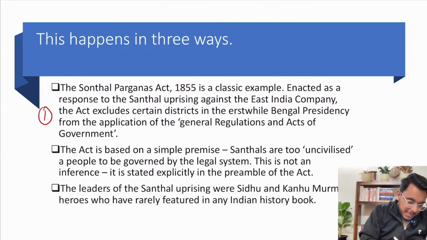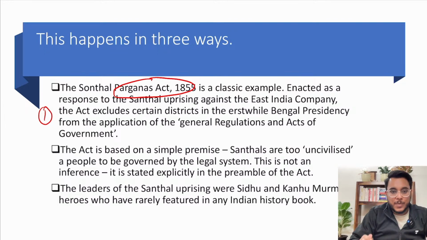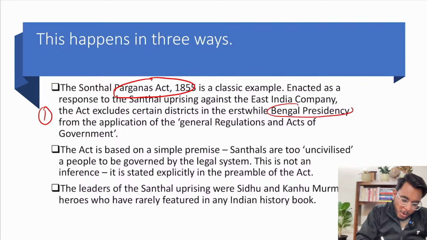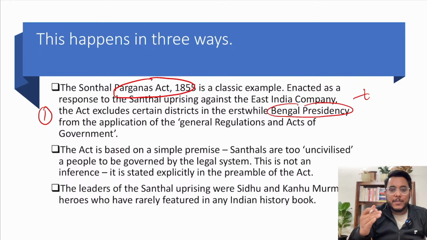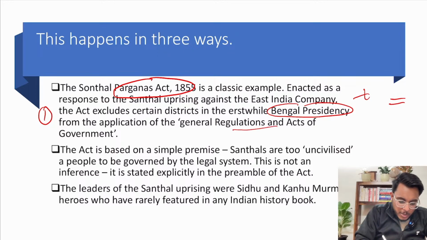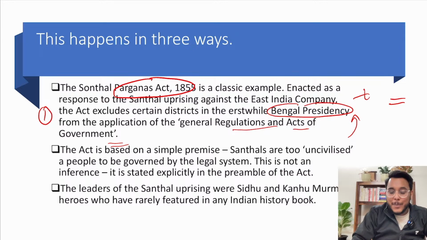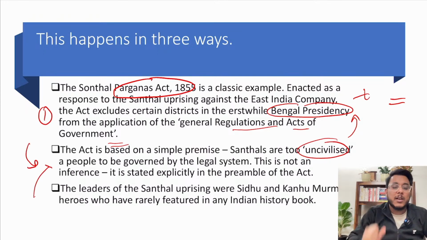For example, there is the Santhal Parganas Act of 1855. This act was created after the Santhal uprising, by the East India Company. In this act, certain areas in the Bengal presidency were just kept aside, so that general regulations and general laws of the government would not be applicable on those areas. Why? Because it was said that the tribals are too uncivilized. These people don't understand the laws, and they don't even deserve to be governed under the laws.